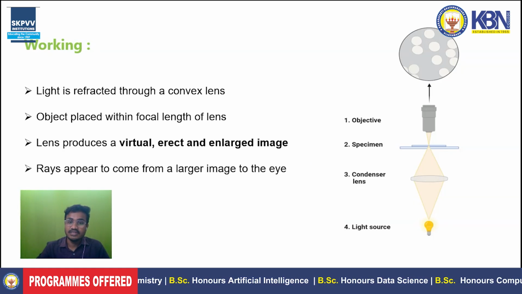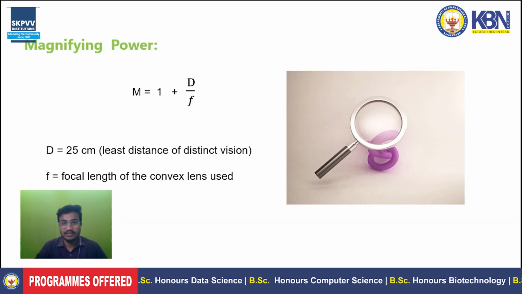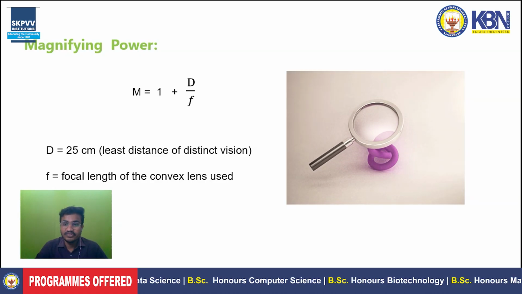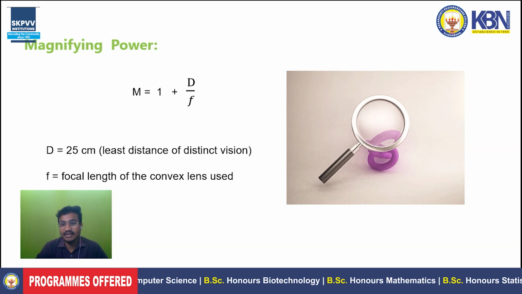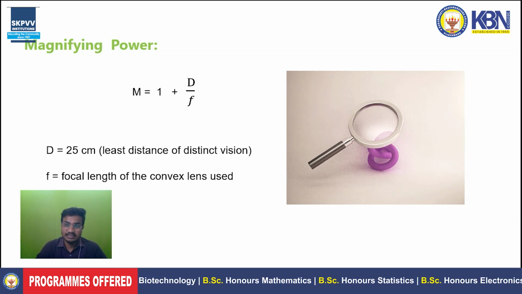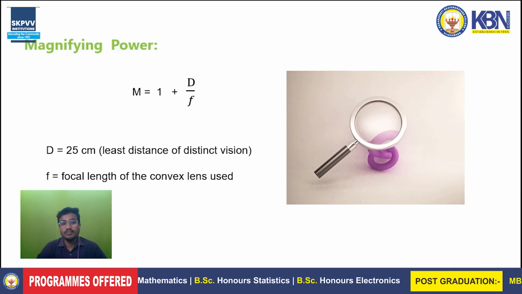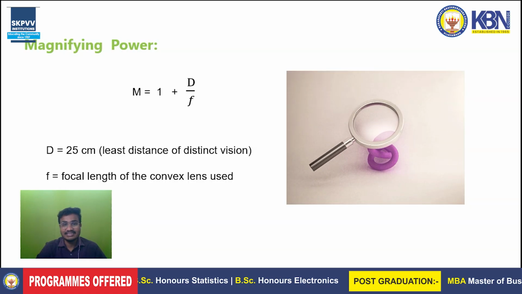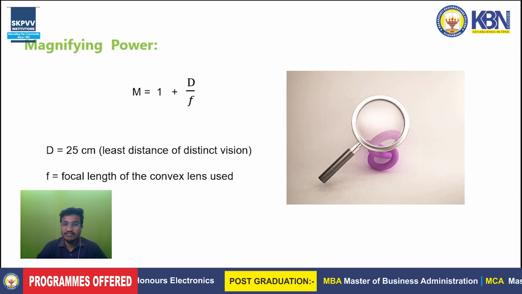The next topic is magnifying power. What is the magnifying power of the simple microscope? Magnifying power is defined by the formula m = 1 + d/f, where m is the magnifying power of the lens or the simple microscope, and d is the least distance of distinct vision. It is 25 centimeters for a normal human eye.